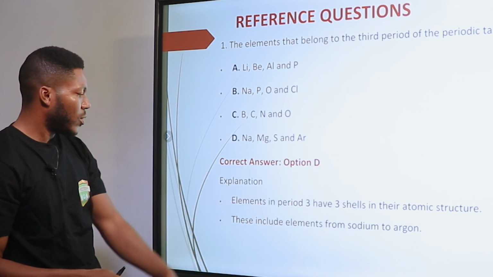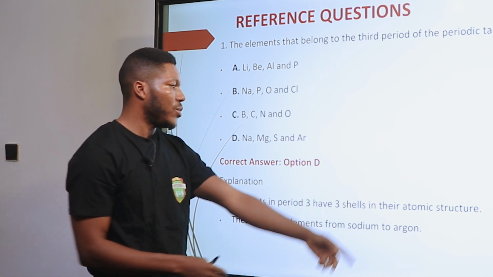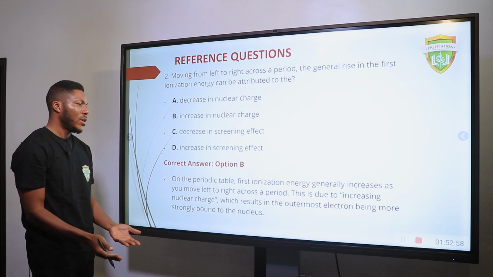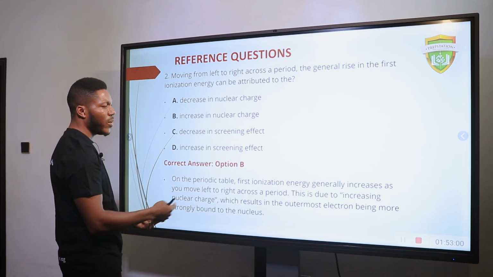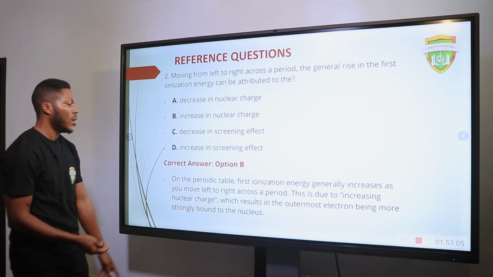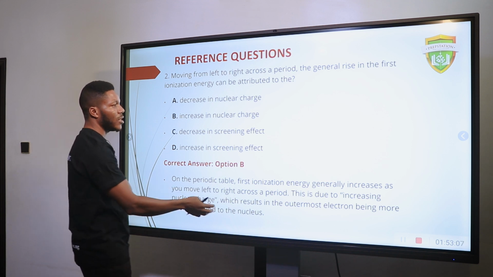in the atomic structure. These include elements from sodium to argon. All right, question 2. Moving from left to right across the period, the general rise in the first ionization energy can be attributed to the, what is the answer there? Increase in what? Nuclear charge. You can say increase in atomic numbers. So as they're moving across the period, there is an increase in their atomic what? Numbers. Okay, look for more explanation on the screen.